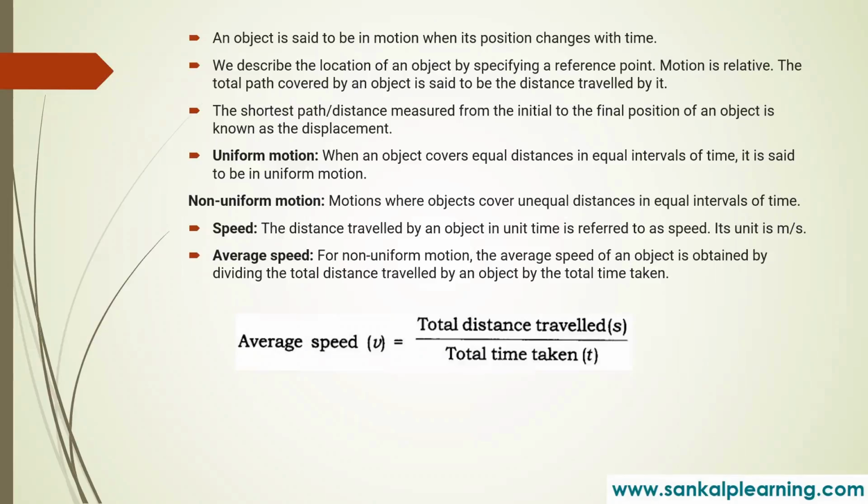Here. Next one, distance: the total path length covered by the body is called distance. Then what is displacement? It is the difference between the initial and the final point. It is called displacement. Next we have uniform motion. So what is uniform motion here? When an object covers equal distances in equal intervals of time, it is said to be in uniform motion.